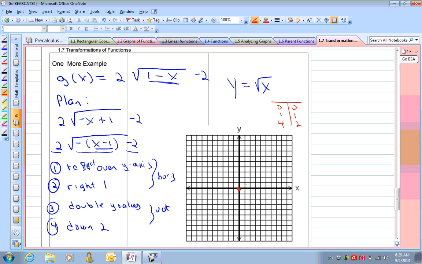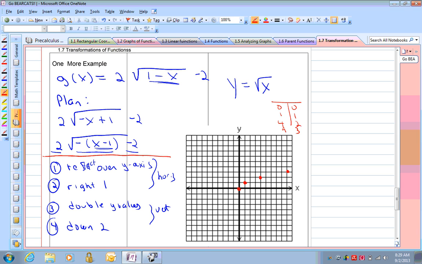We have (0, 0), (1, 1), and (4, 2). Oh, if we wanted to pick another point, we would pick (9, 3). Let's see if we can get that on there. So 4, 5, 6, 7, 8, 9, 1, 2, 3. Yeah, we can. All right, those are base points. So let's now look at our map of what we're going to do. These are our directions to follow. So we're going to take these points, reflect over the y-axis.